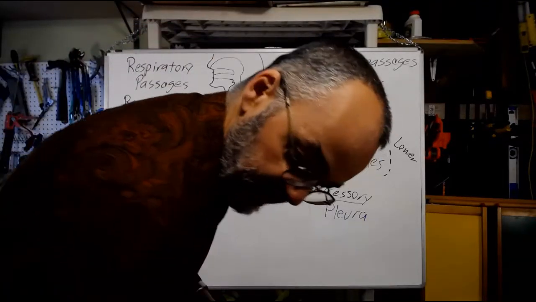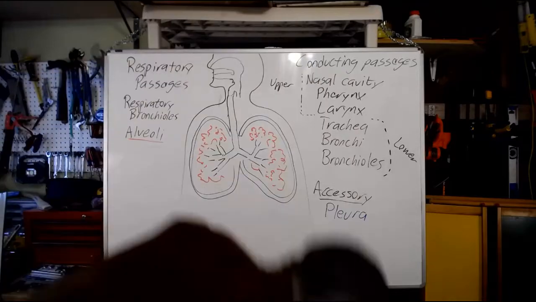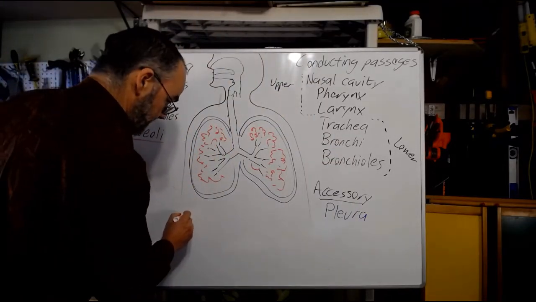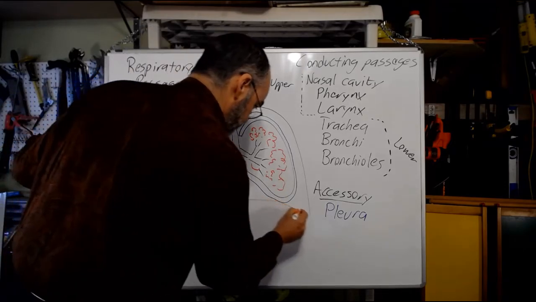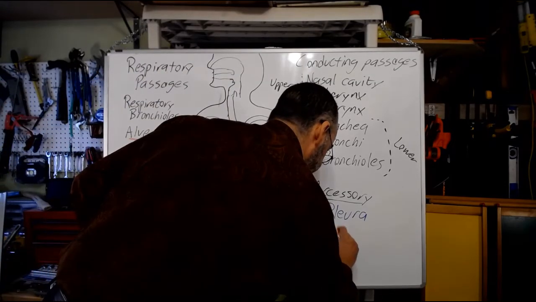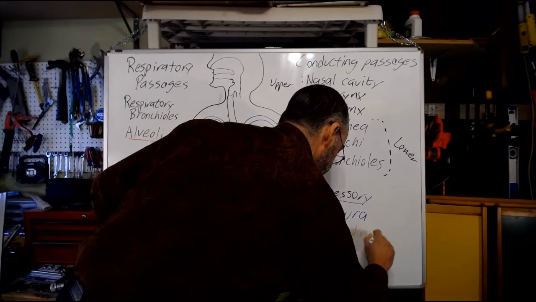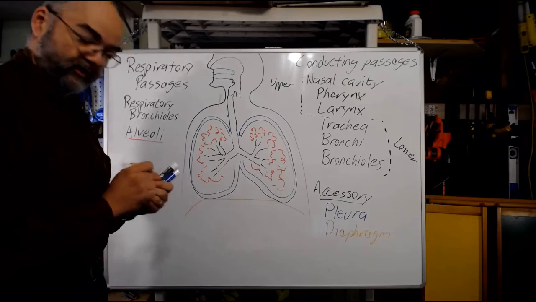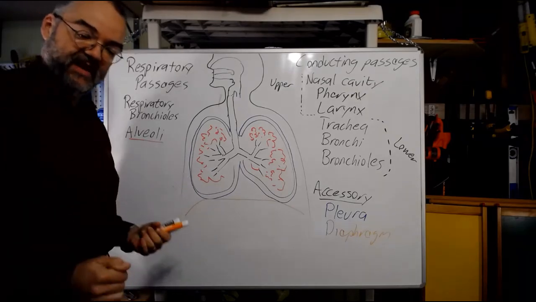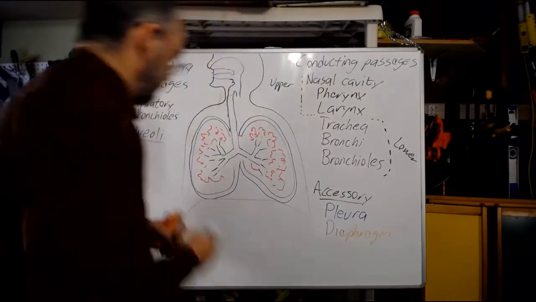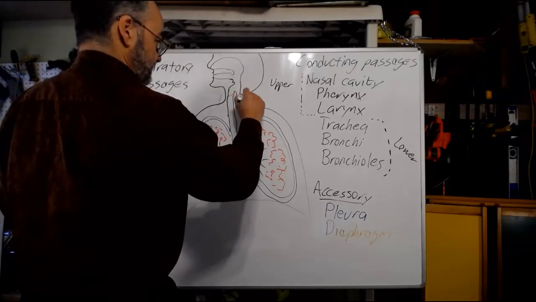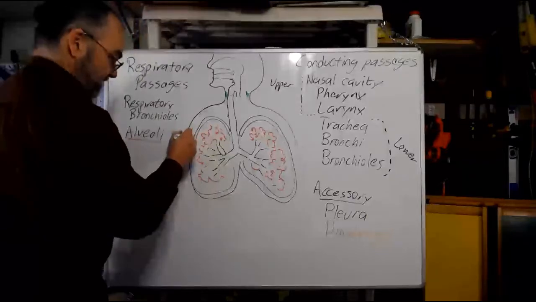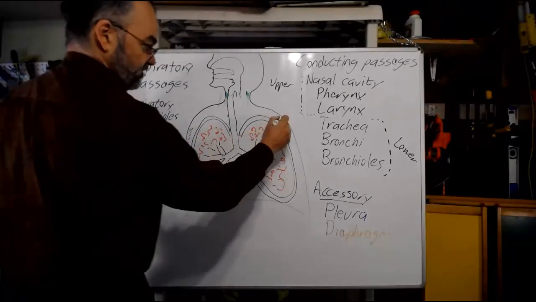And then the muscles. So muscles like the diaphragm, which is a sheet of skeletal muscle here along the bottom that's involved in helping the lungs to expand so we can breathe, and other muscles like the scalenes and sternocleidomastoids and the intercostals.